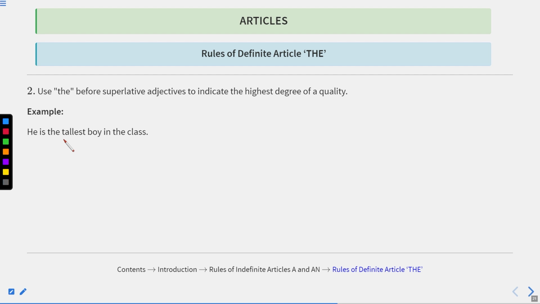If we make any noun particular, we can use the before it. Use the before superlative. Now this one is very, very important. There are 3 degrees of adjective, or degrees of comparison: positive degree, comparative degree, and the superlative degree. For example, good, better, best. So best is the superlative degree of adjective. So before every superlative degree of adjective, we always use the. Okay. So the plus superlative degree of adjective. This is very, very important.